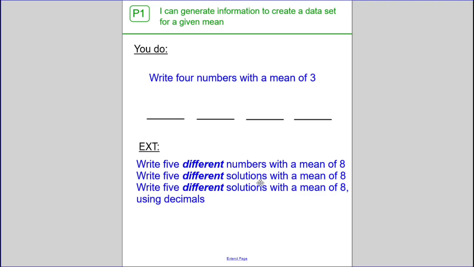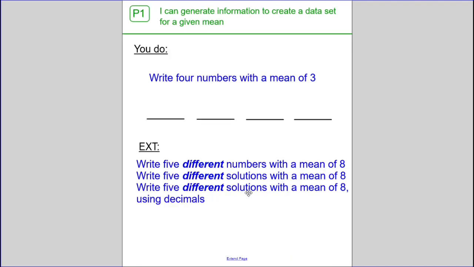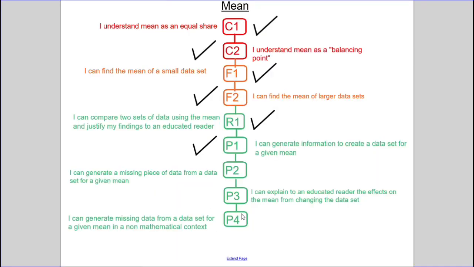Let's go back to the second question. 5 different solutions with a mean of 8. What that means is I've got a possible solution here. That just means write down 5 different types of solutions that also give you a mean of 8. Let's go back again. For this question, I was looking for answers that include decimals, so 5 different solutions including decimals. That's the end of P1 and we are now ready to move on to P2.